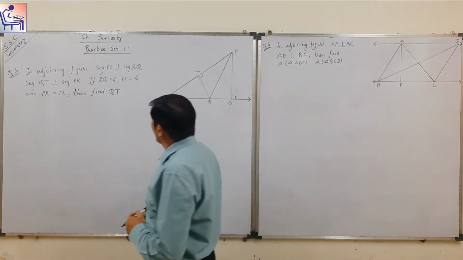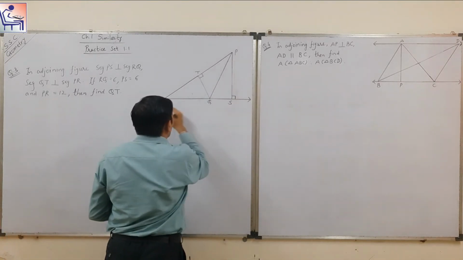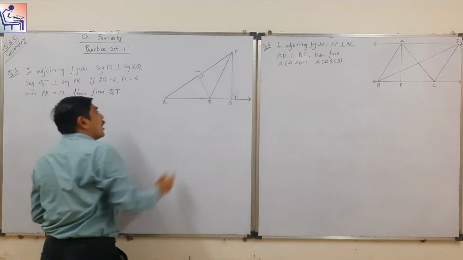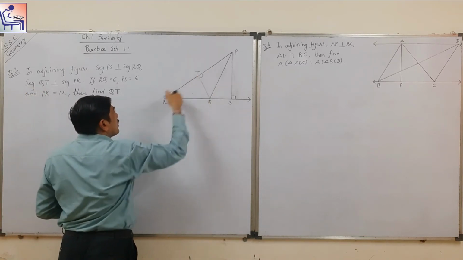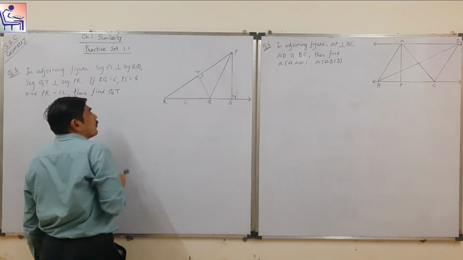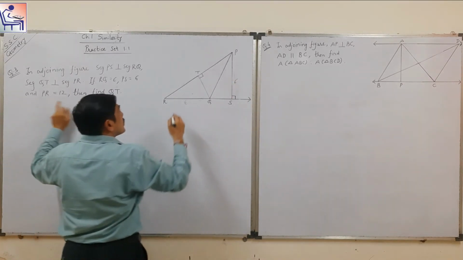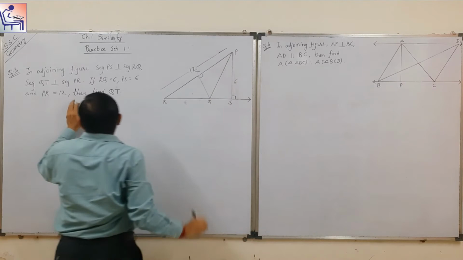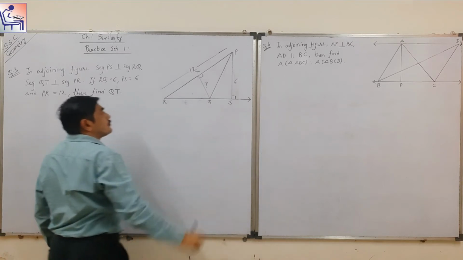In the adjoining figure, segment PS is perpendicular to segment RQ. You can see here PS and RQ. So it is extended, and you can see that it is perpendicular to RQ. Segment QT is perpendicular to segment PR. If RQ is equal to 6, PS is equal to 6 and PR is equal to 12, then find QT. We have to find out QT.